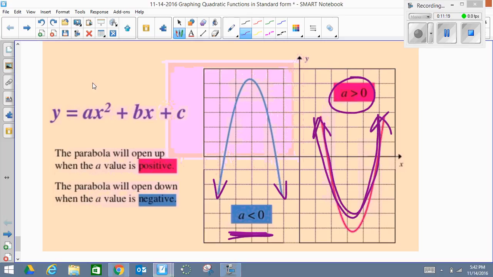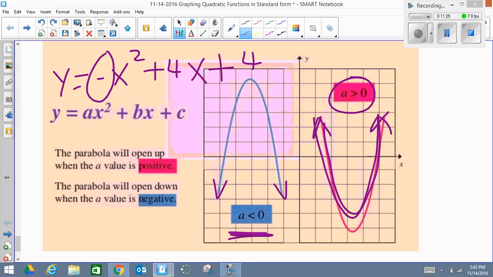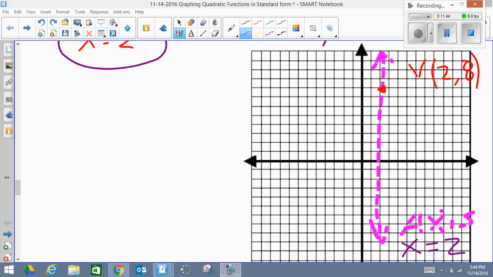Okay, so right now we have negative. Our equation is y equals negative x squared plus 4x plus 4. So because our a value is negative, our parabola is going to open down like this. Okay, we just found our vertex and we drew our axis of symmetry. Okay, now let's move on.